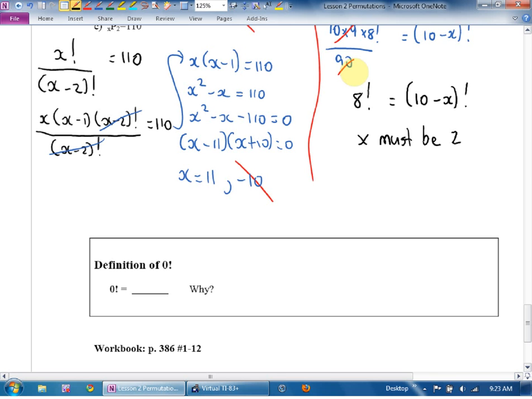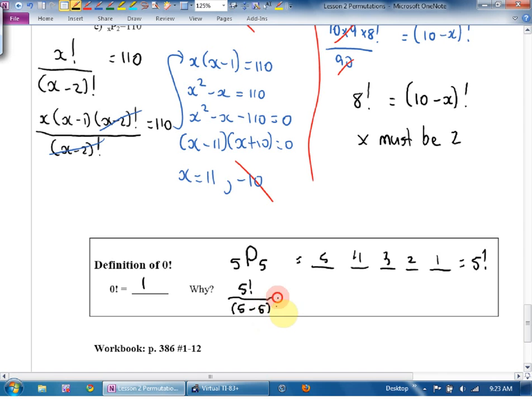Why? How come? Well, if I go from 5 objects, permutate all 5 of them, we can do that 2 ways. If you're taking all 5 objects, it's just going to be 5 times 4 times 3 times 2 times 1. It's supposed to be 5 factorial. But if we use the permutation formula, this would be 5 factorial all over n minus r factorial, which would be 5 factorial all over 0 factorial. For 5 factorial over 0 factorial to give you the same answer as 5 factorial, what had that bottom better be? What's on the bottom of this fraction over here, even though it's invisible? 1. We have to define it as 1.